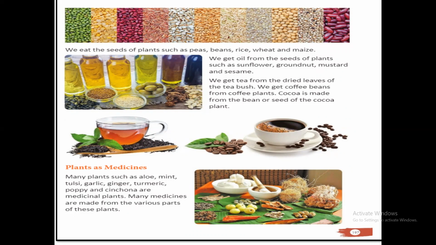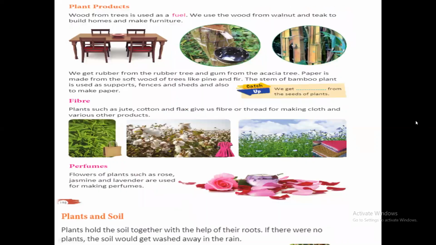Okay, now we also know that there are some plants which have medicinal value. So plants such as aloe vera, mint, poppy and cinchona, ginger, turmeric, basil, they all have medicinal value. So we also get medicines from the plant. Now, plant products. So children, wood from the trees is used as fuel. Fuel means when we burn them we get heat. And we also use wood for building our houses and for making furniture.